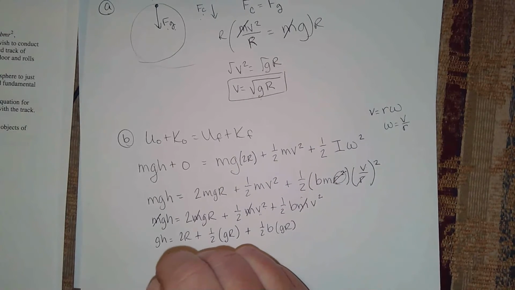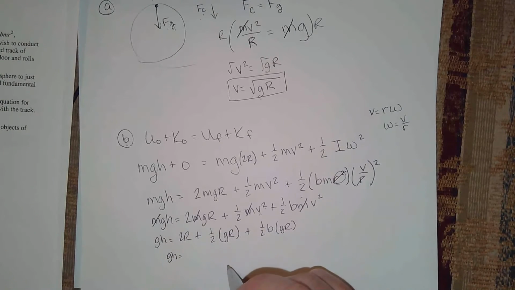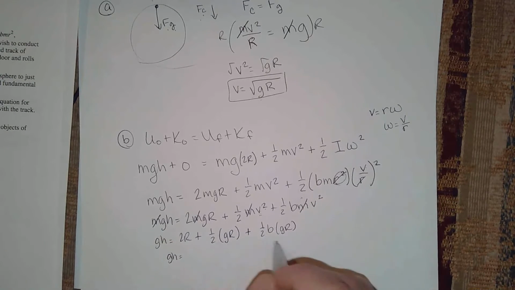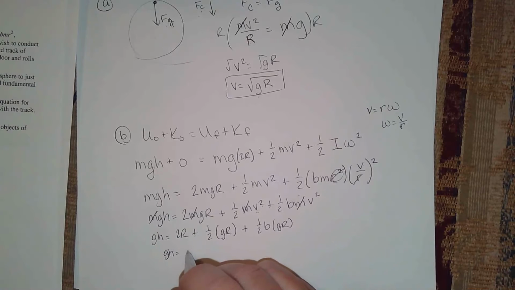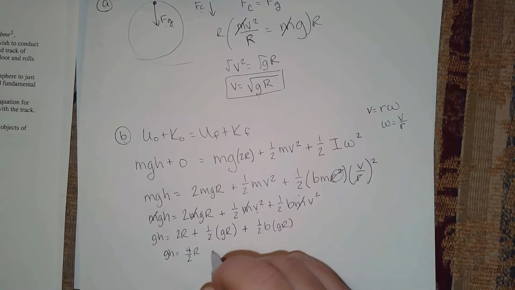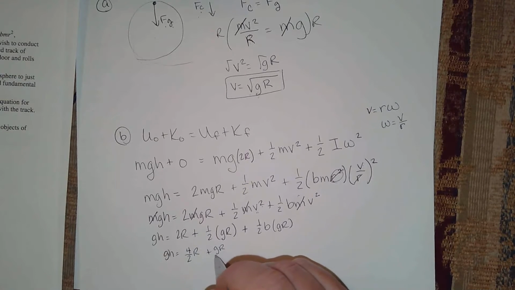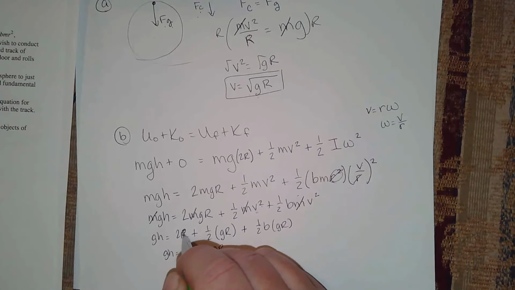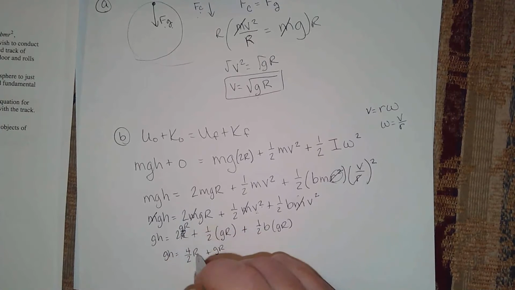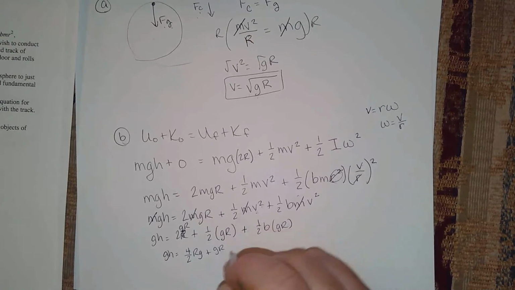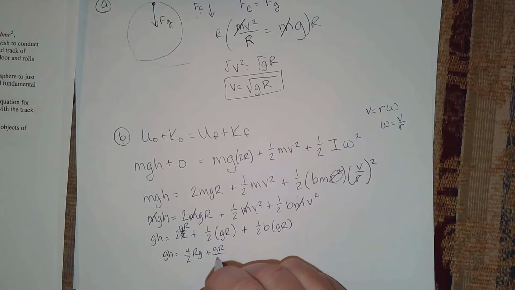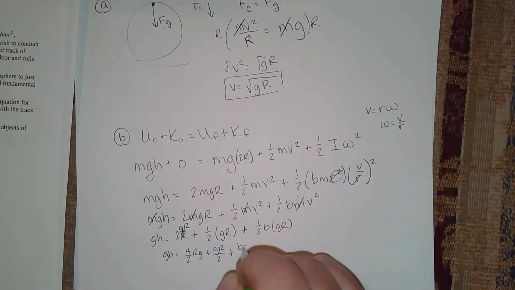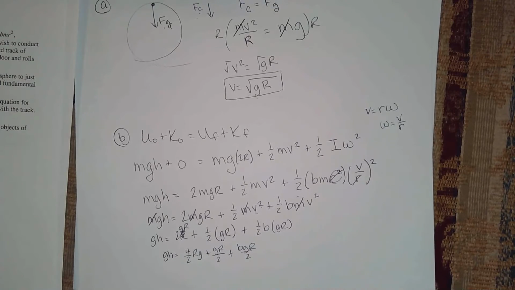So then I get gh is equal to, now we're going to combine all this stuff. So these are all over 2, so I'm going to put this over 2, so this is going to be 4r over 2, plus gr, oh, there's a g in there, I lost a g. It's 2gr. Okay, so gr over 2 plus bgr over 2.